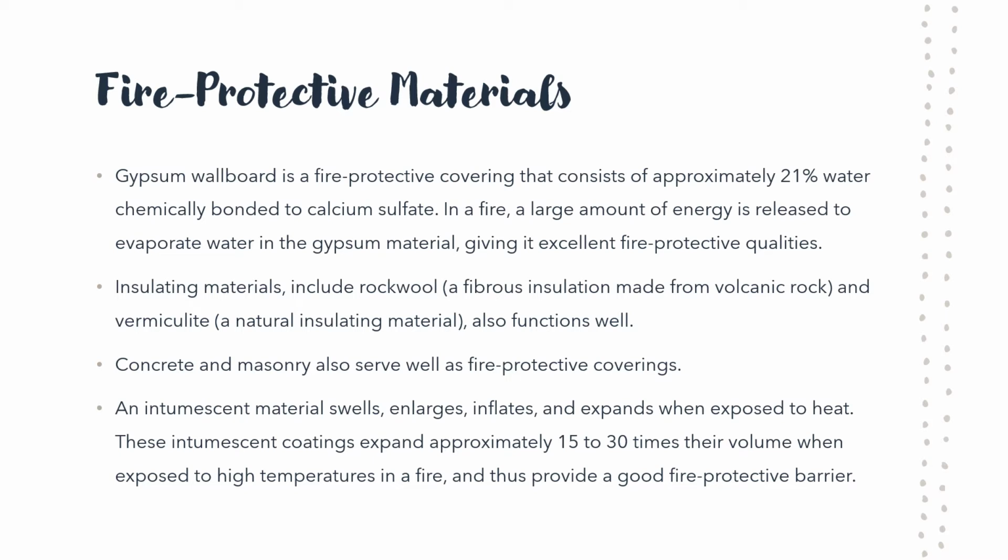Gypsum wallboard is a fire protective covering that consists of approximately 21% water chemically bonded to calcium sulfate. In a fire, a large amount of energy is released to evaporate water in the gypsum material, giving it excellent fire protective qualities. Insulating materials, including rock wool, a fibrous insulation made from volcanic rock, and vermiculite, a natural insulating material, also function well. Concrete and masonry also serve well as fire protective coverings.